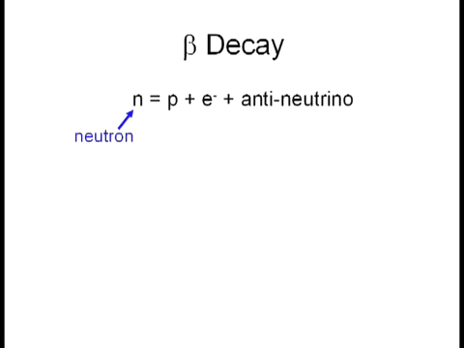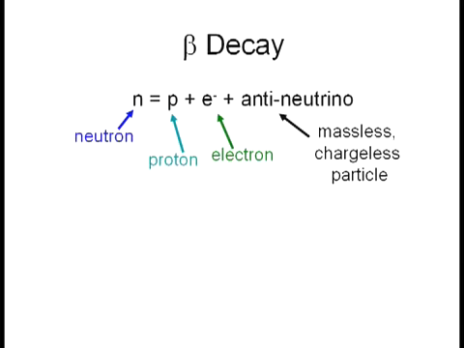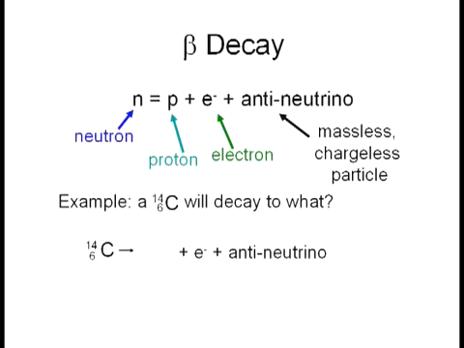For beta decay, a neutron turns into a proton plus an electron and a new particle called an antineutrino. It's a massless, chargeless particle. So sample here, carbon-14 is going to decay into what? So on the bottom, it's carbon-6, and if we are changing one of our neutrons into a proton, we're going to have an extra proton, so it's going to go up to a 7.